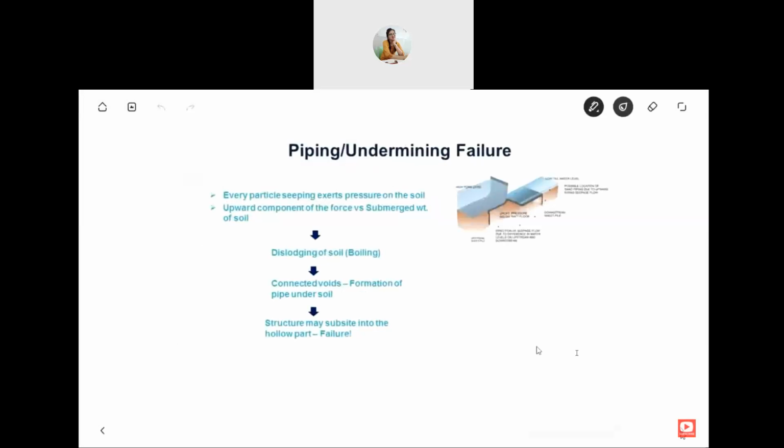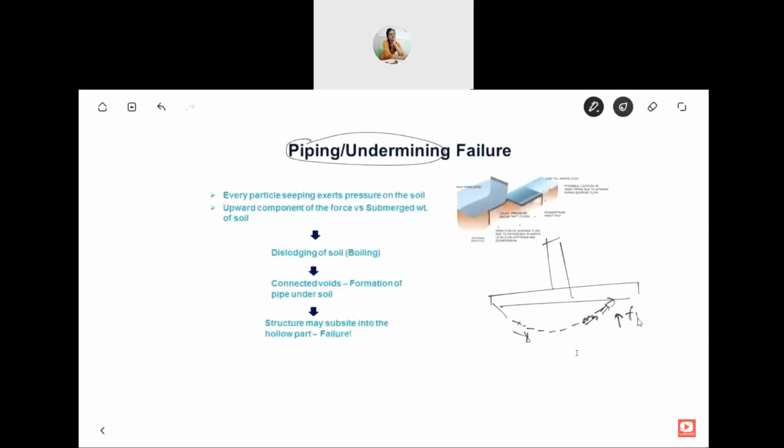The next interesting part is known as piping or undermining failure. As we saw in the previous slides, water seeps through from upstream to downstream. When the water seeps, it exerts some drag force on the soil. So if this is the soil particle, force acts tangentially towards it. Here it is acting this way. But if you go towards the downstream and near the exit, there is an upward component of force.